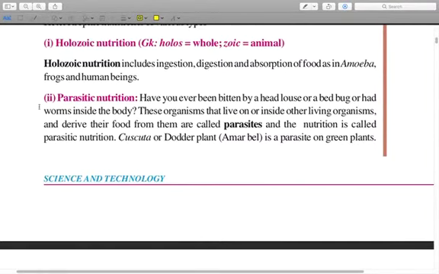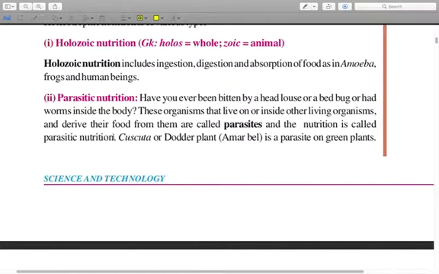Okay. Then second is parasitic nutrition. As the name itself suggests, it is parasitic, which lives on other animals. Have you been bitten by a head louse or bed bug, or had worms in the body? Head lice, in Tamil, I think even in Bari they call it pain. In a head, pain will be there for some people. It lives on humans, and they take nutrition from humans. So basically, parasites are those which live on other animals or inside some animals, like worms. In our body, inside we will have some worms. So these organisms live on or inside other living organisms, and they derive their food. So they are called parasites, and their nutrition mode is called parasitic nutrition.